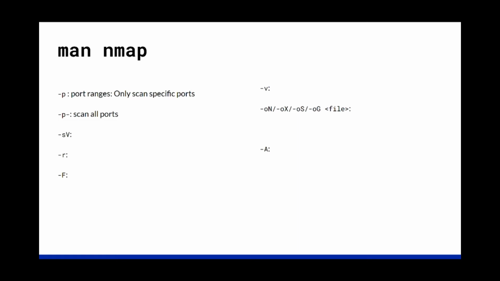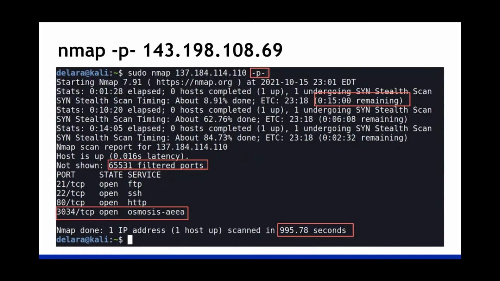65,535 ports. So unless you have to do that, don't do that. So if you scan all ports in this specific IP, you'll see that there is actually something running on port 3034 that we didn't see before. And this is because we actually scanned everything. And this is open, everything else is filtered.